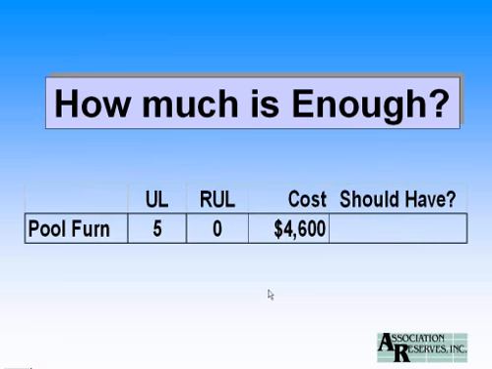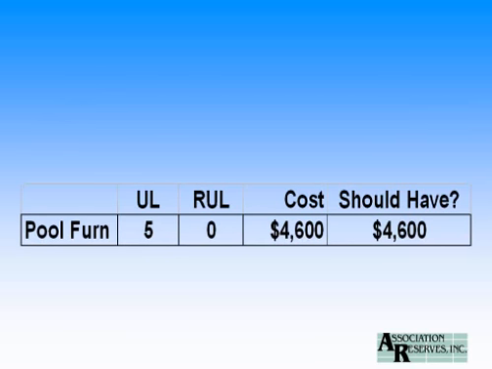So let's do a test for a few components. How much is enough? Pool furniture with a 5-year useful life and 0 years remaining useful life, meaning it needs to be replaced now. Replacement is projected to cost $4,600. So how much should the association have on hand now to handle that expense? Well, your gut feel probably led you to the right answer. If the project needs to be done this year, you need the money this year. See? No need for a calculator.